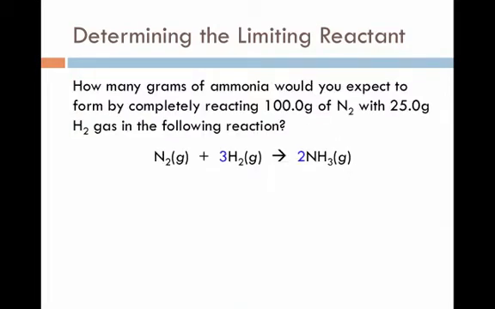Now let's go back to the beginning of the presentation and take a look at the problem we started with. We have to determine how many grams of ammonia I would expect to form by completely reacting 100 grams of nitrogen with 25 grams of hydrogen gas. If you want to start keeping track of what you're doing here, we have 100.0 grams of nitrogen, and we have 25.0 grams of hydrogen gas. The question at hand is which one of these is limiting? Hydrogen or nitrogen, which one's going to run out first? And once we know what's limiting, we'll then be able to predict the amount of ammonia that'll be produced.